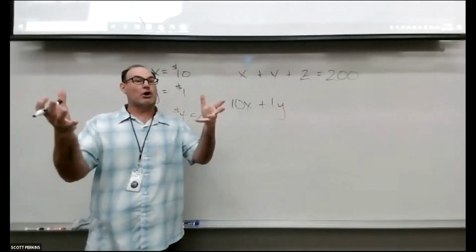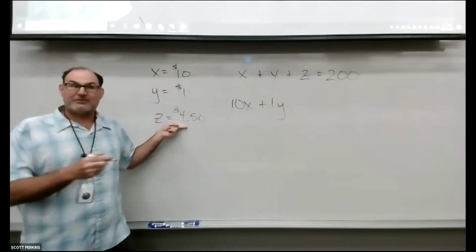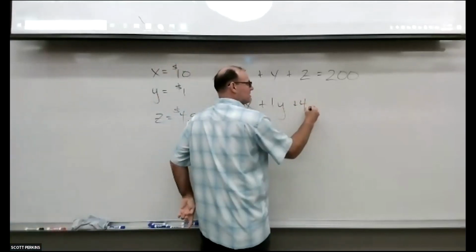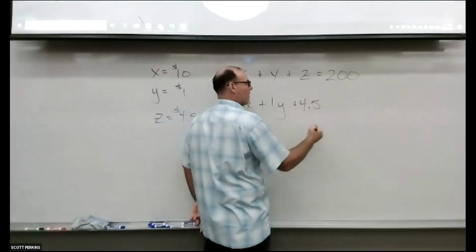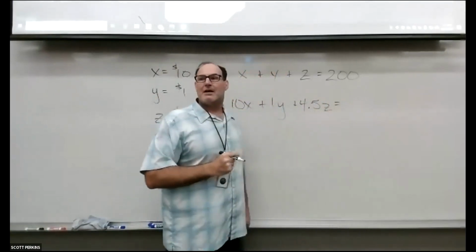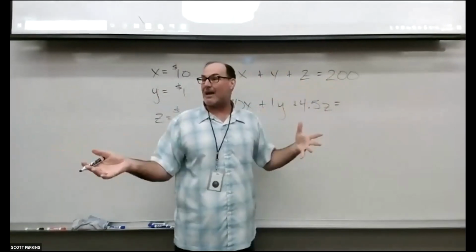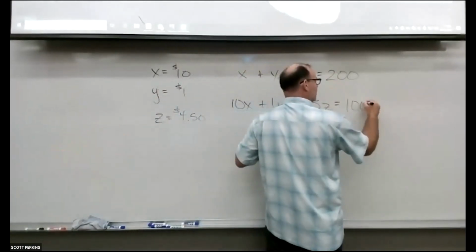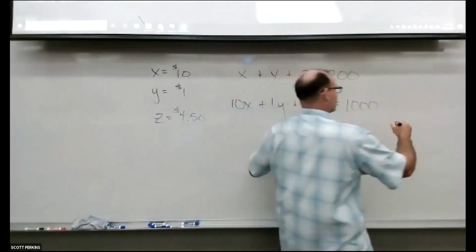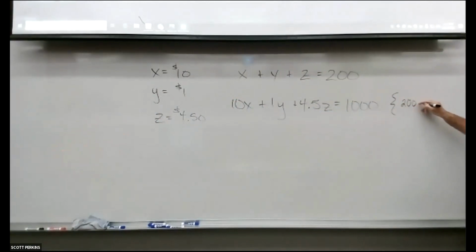So now what's the term for how much I'm spending on the third? $4.50. So it's $4.50, which I'm going to take the 0 off, 4.5Z. And then I was already told that the total amount is 200 gallons times 5, or 1,000. That's where the 1,000 comes from. So just for your notes, I'm just going to put over here that 1,000 comes from the 200 gallons times the $5.